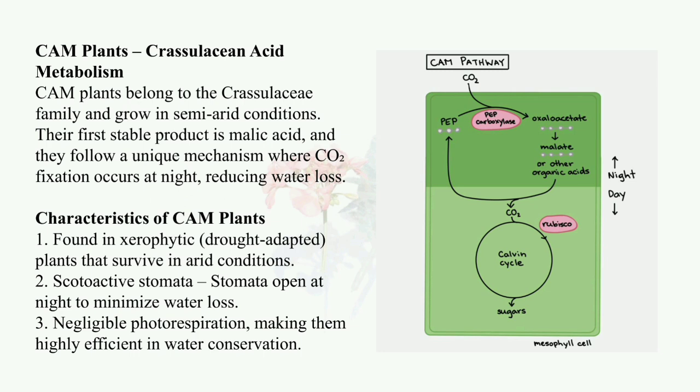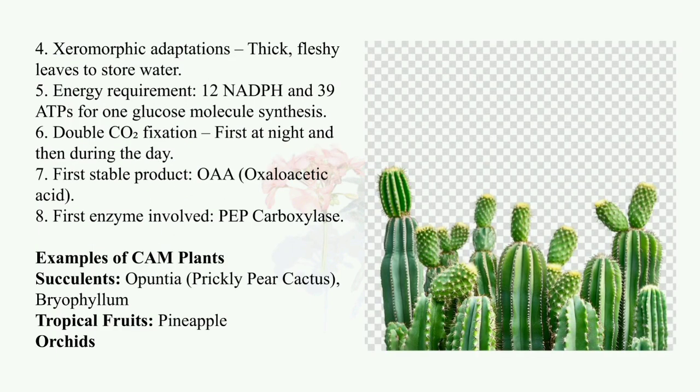3. Negligible photorespiration, making them highly efficient in water conservation. 4. Xeromorphic adaptations, thick, fleshy leaves to store water. 5. Energy requirement, 12 NADPH and 39 ATPs for one glucose molecule synthesis. 6. Double CO2 fixation, first at night and then during the day. 7. First stable product, OAA, oxaloacetic acid. 8. First enzyme involved, PEP carboxylase.